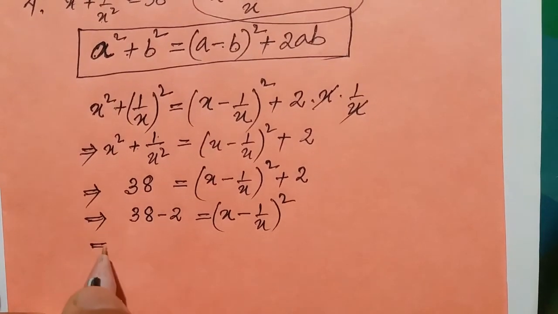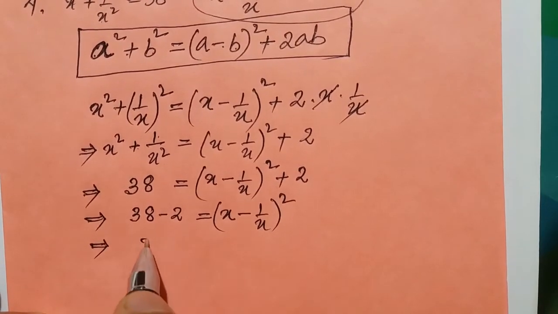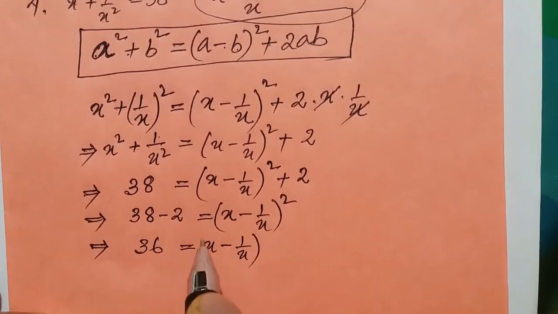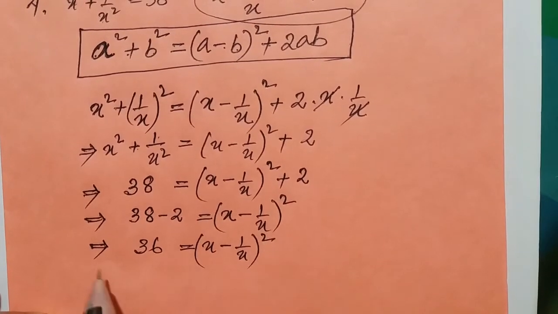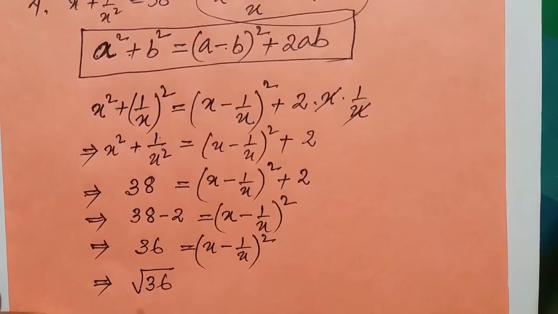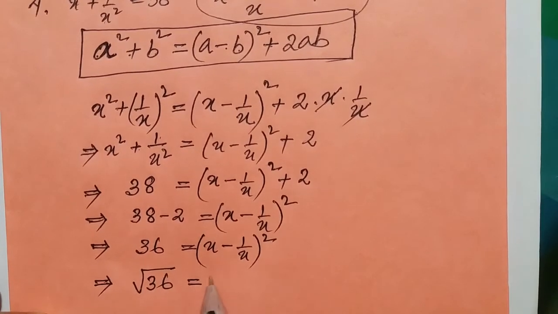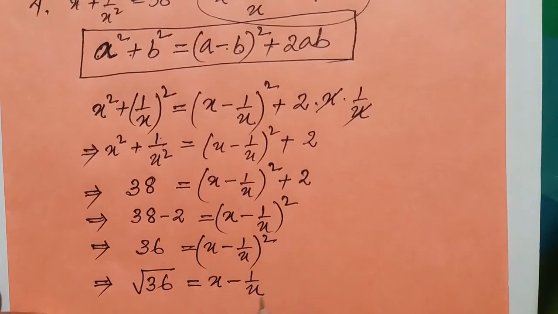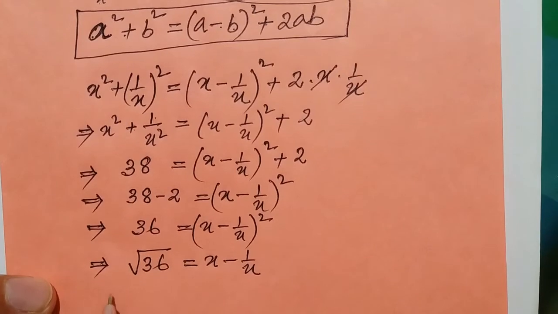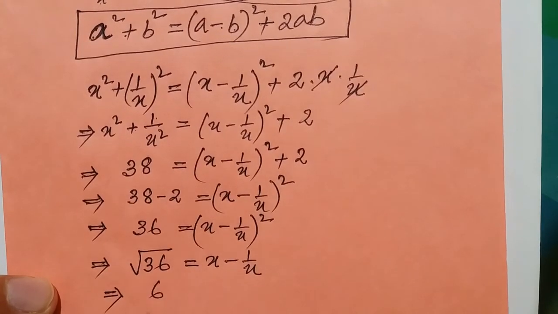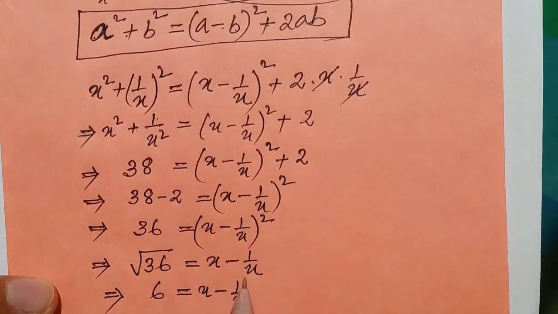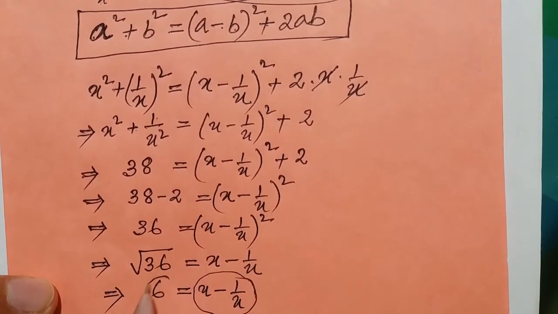Now 38 minus 2 is 36, and here we have (x minus 1 by x) whole square. Now if you want to remove this square, then you have to write here square root of 36 is equal to x minus 1 by x. Now we know that 36 is 6 square, therefore square root of 36 is 6. So this is 6 and this is equal to x minus 1 by x. So we have got the value of x minus 1 by x, which is 6.